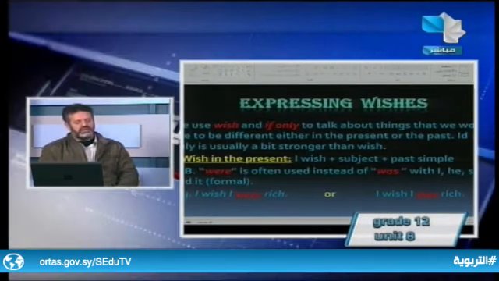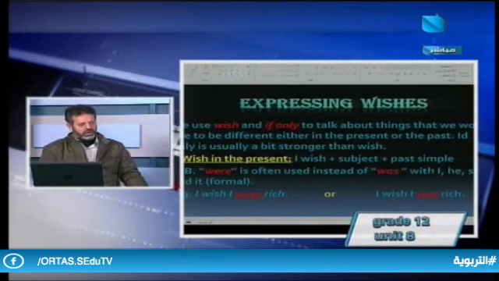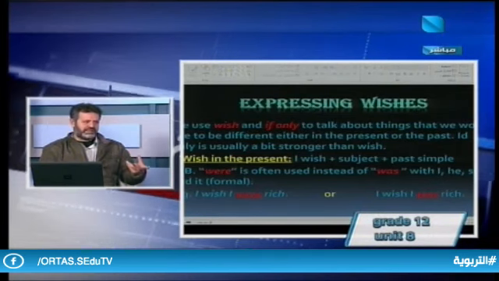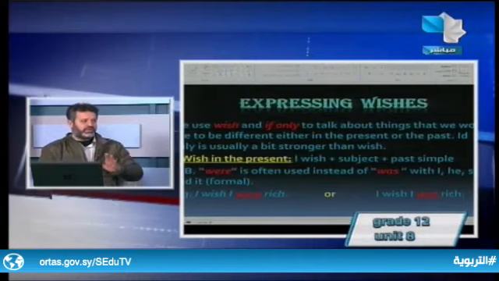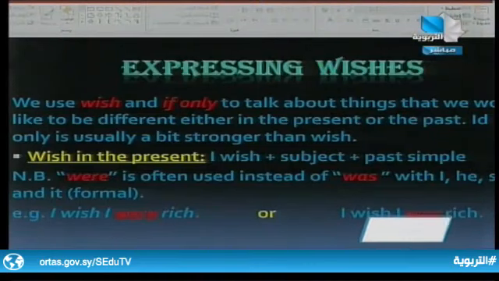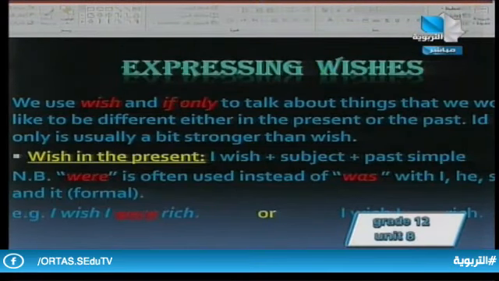In the present, for example, we always use the simple past after wish. We always use the simple past when we talk about a wish for a present situation. We use the simple past because it is unreal. We call it unreal past, and real past.